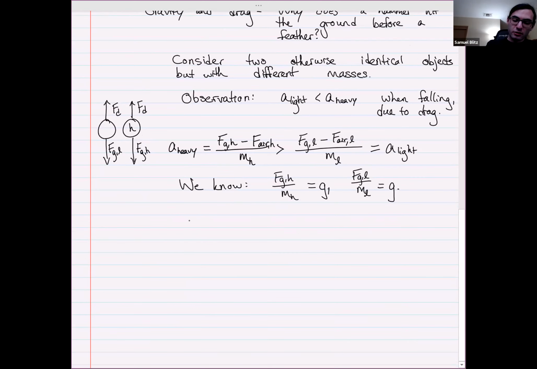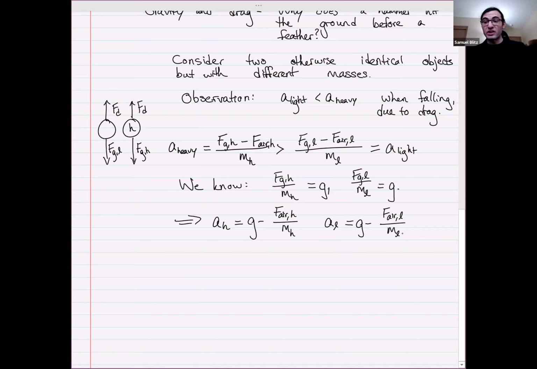So that means that the acceleration of the heavy ball is equal to g, I'm just plugging this into this equation here, minus the force of drag, force of air on the heavy ball, divided by the mass of the heavy ball. And the acceleration of the light ball is also g minus the force of drag, force of air resistance or drag on the light ball, divided by the mass of the light ball.